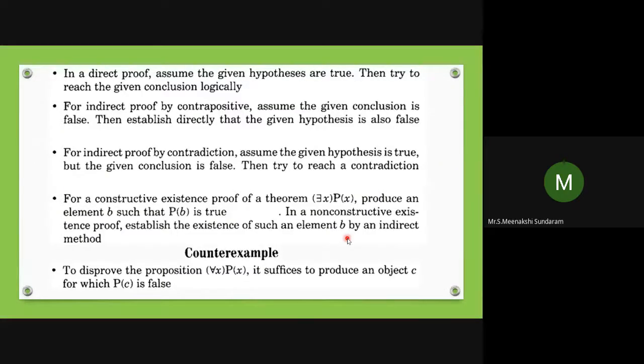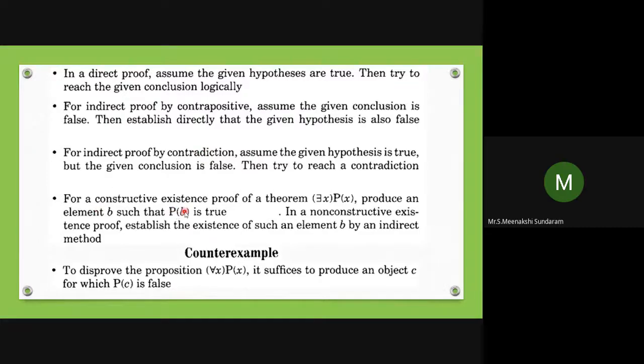So for indirect proof by contrapositive, assume that the given conclusion is false, then establish directly that the given hypothesis is also false. For indirect proof by contradiction, assume that the given hypothesis is true but the given conclusion is false, then try to reach the contradiction. That's why the negation of the conclusion will be added to the additional premises.